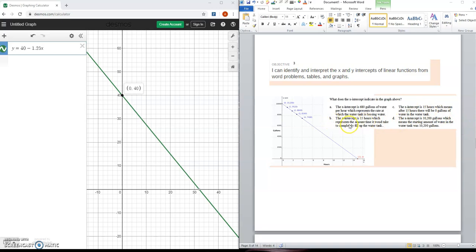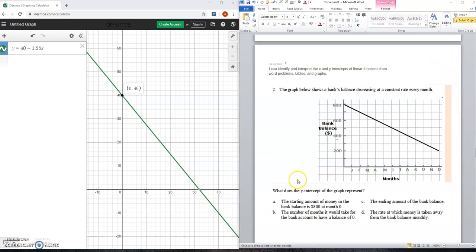B is wrong because it says it is 15 hours, which represents the amount of time that it would take to completely fill up. That's the mistake right there. You're not filling it up, you're draining it. So in this case, the answer is C, which is the X-intercept is 15 hours, which means that after 15 hours, there will be 0 gallons of water in the water tank. Okay, problem number 2 on objective 3. What's the meaning of the y-intercept?